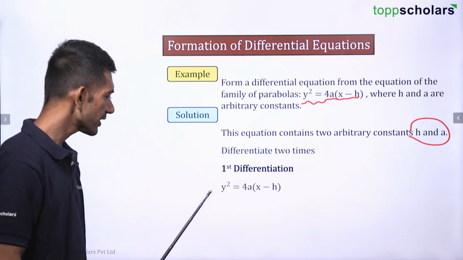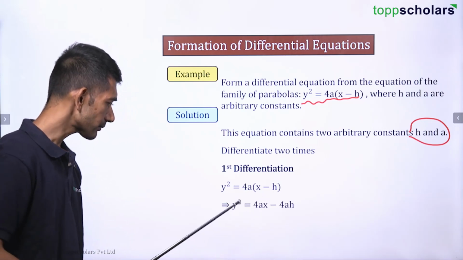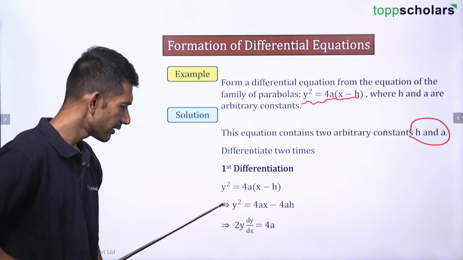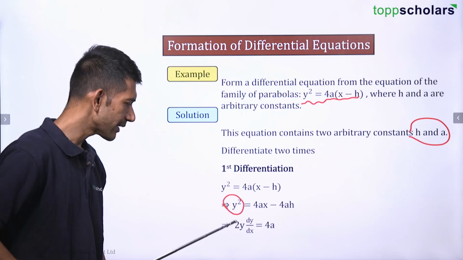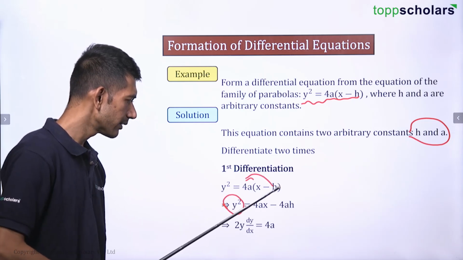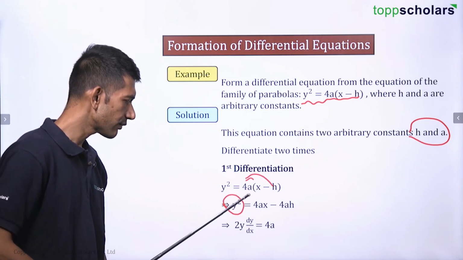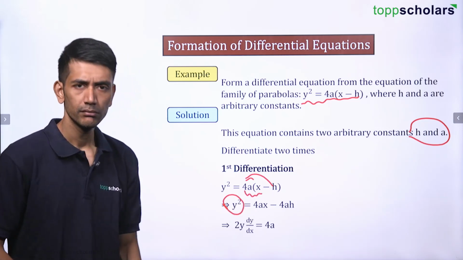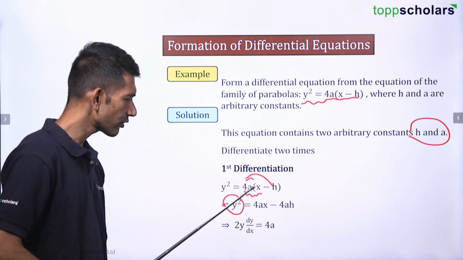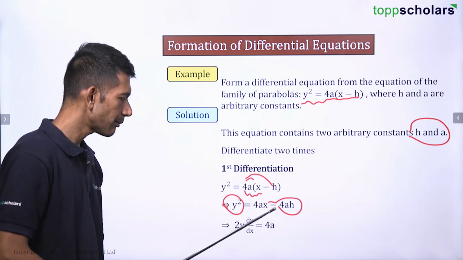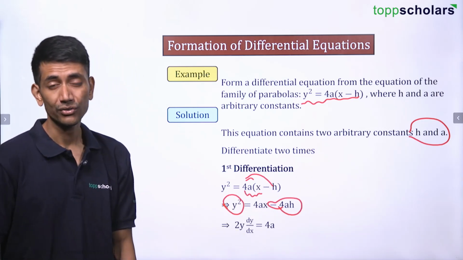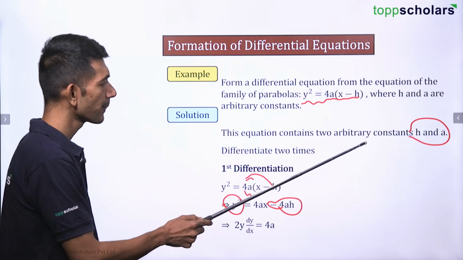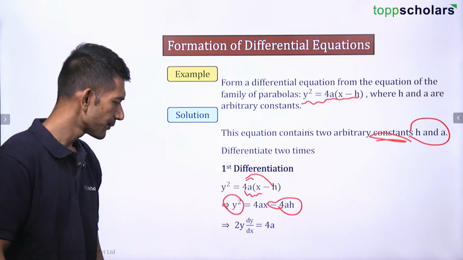So if we differentiate, we get 2y dy by dx. See, y square becomes 2y dy by dx. We have just opened the bracket here. 4ax, differentiation of 4ax is 4a, and differentiation of 4ah minus 4h becomes 0, right? Because a and h, they both are anyways constants.